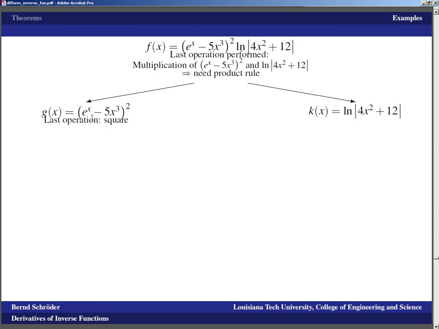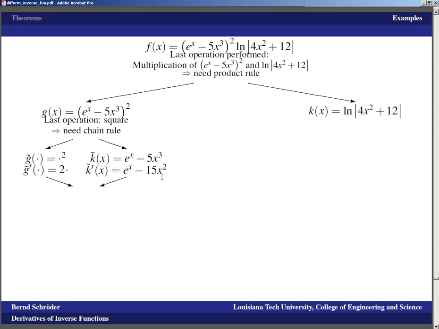Now you have to figure that out. Well, the last operation you perform if you evaluate this is that you square everything, which means that you need the chain rule. And so inside that chain rule you've got an outer function, which is the square function. You've got the function that's plugged in, which is e to the x minus 5x cubed. So the derivative of the outer function is 2 times whatever is inside. The derivative of the inner function is e to the x minus 15x squared. Now you put that stuff back together, right? You reassemble. The derivative of this function up here is 2 times whatever is inside times the derivative of the inside. And now you have to do the same thing on the other side.